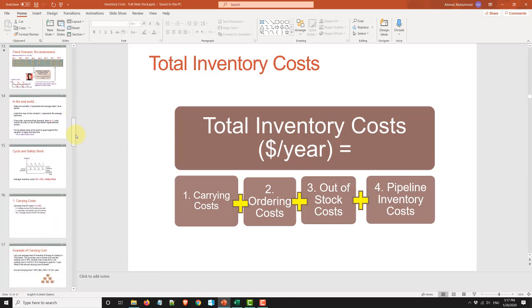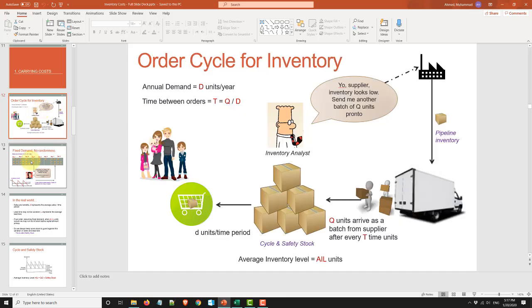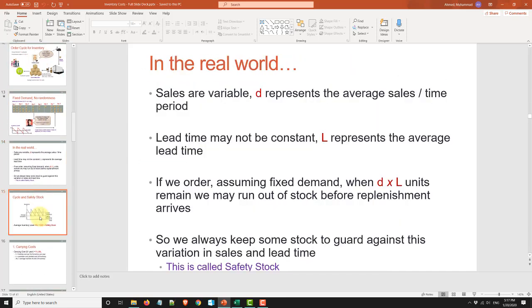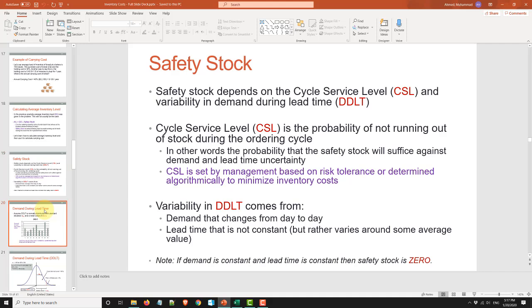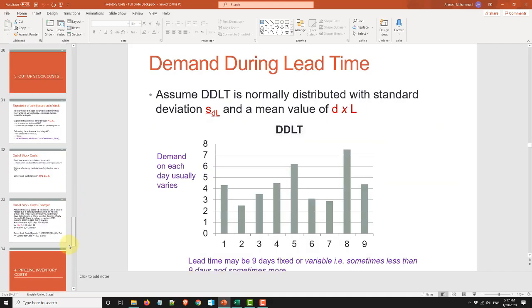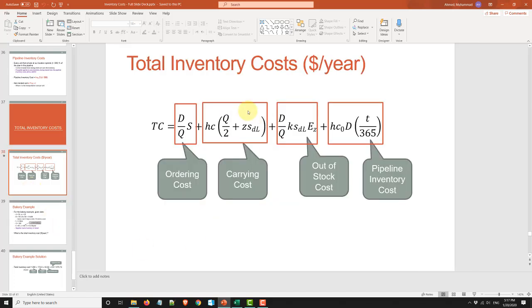Okay, so now let me show you. Now, obviously, if you have no background in inventory, you never took operations management or you totally forgot it, you can read these slides about what inventory is, why it goes up and down. You can go over the detailed lecture which talks about all of this, okay? So I'm just going to go to the final conclusion, which is the final formula. So total inventory costs in dollars per year, the total cost to us, TC, total cost equals, it's the sum of 4 rectangles, these red rectangles.